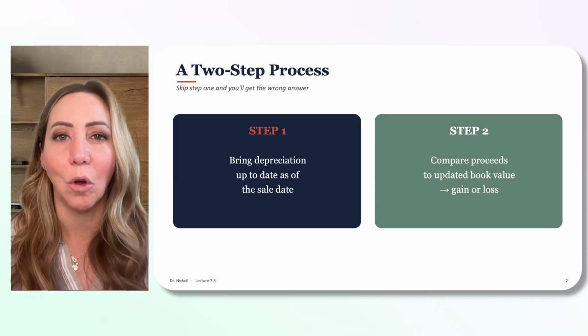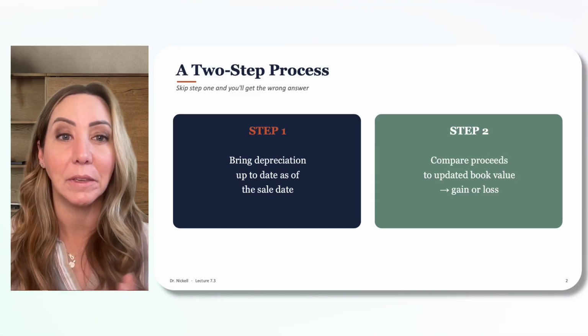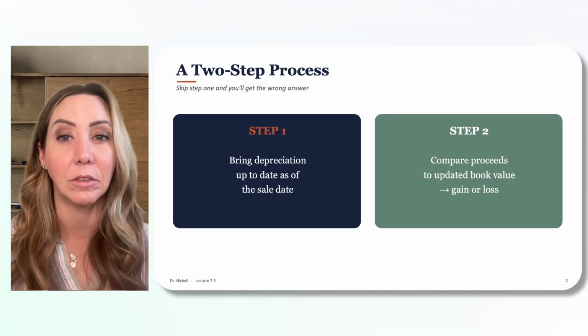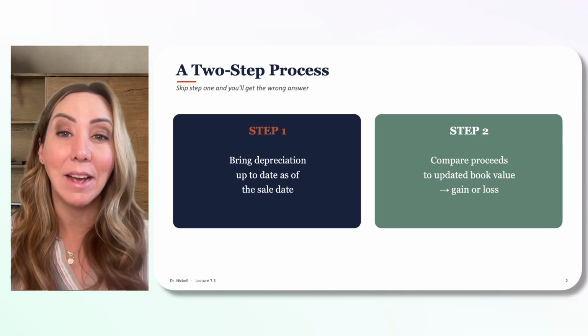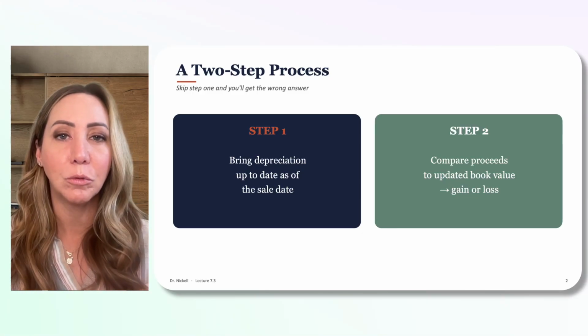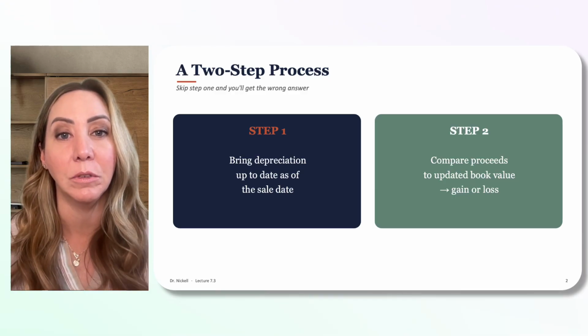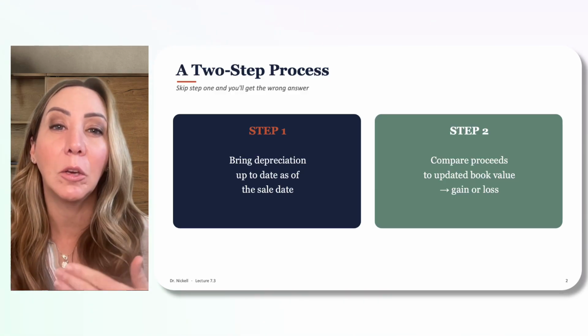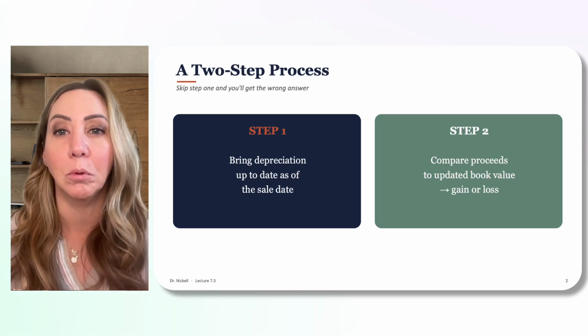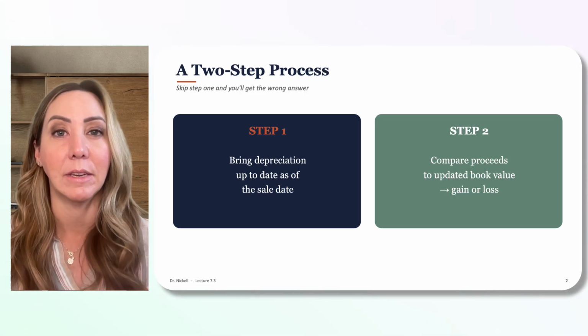Accounting for a disposal is always 2 steps. And be careful, because if you skip the first step, you're going to get the wrong answer. Step 1, bring depreciation up to date. If we sell an asset partway through the year, we first record depreciation for the months that we owned it this year, all the way up to the point of disposition. So that accumulated depreciation, and therefore book value, is current as of the sale date.